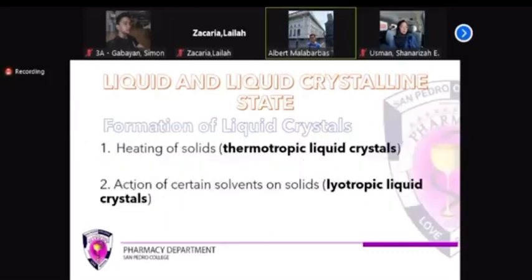Okay? Next, we have the formation of liquid crystals. There are two ways by which liquid crystals are formed. It's either by heating or by the action of certain solvents on solids. If it is formed via heating, it is what we call your thermotropic liquid crystal. But if it is formed via the action of certain solvents on solids, it is what we call your lyotropic liquid crystal. Lyo meaning solvent. Okay, thermo meaning heat.